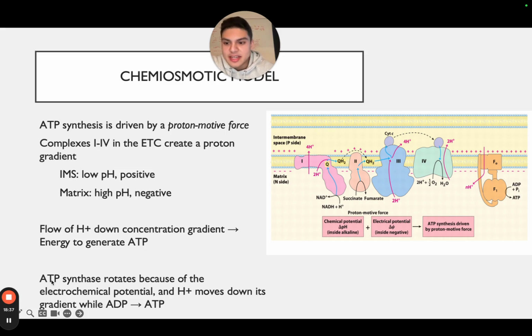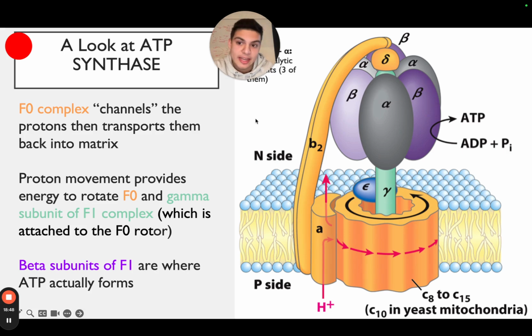And then the last point I want to say is that ATP synthase rotates because of the electrochemical potential, and H+ moves down its gradient, while ADP will convert into ATP. That's literally it. So let's have a closer look at ATP synthase.